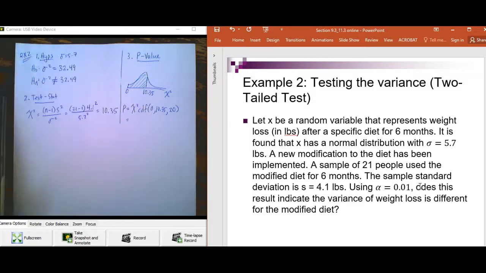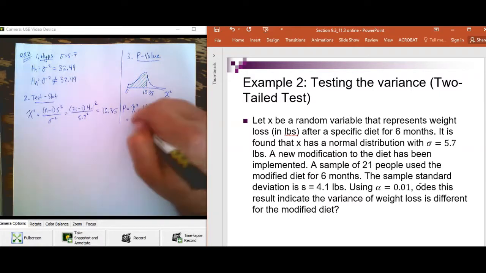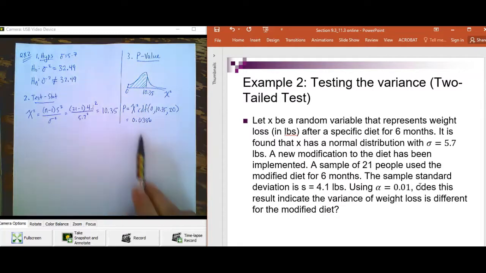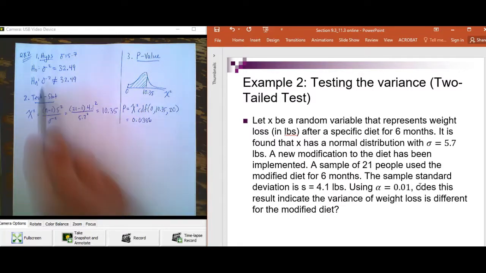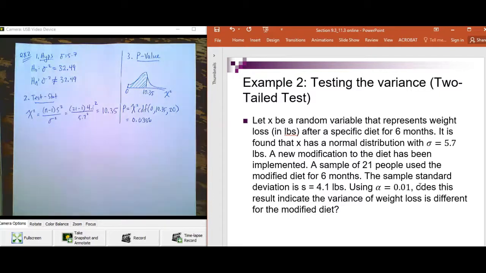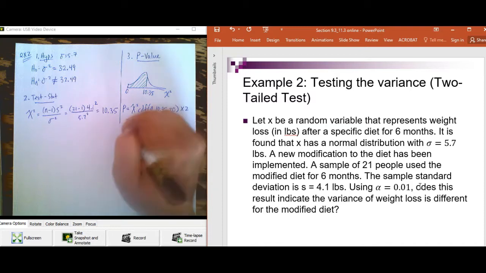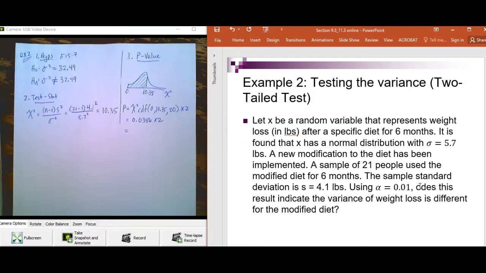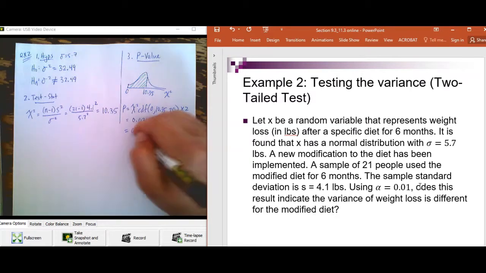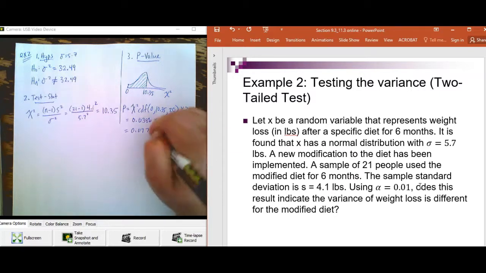So we're getting 0.0386. But remember, this is a two-tailed test, right? This is a two-tailed test. So we need to multiply by 2. So multiplying by 2 gives us 0.0773.